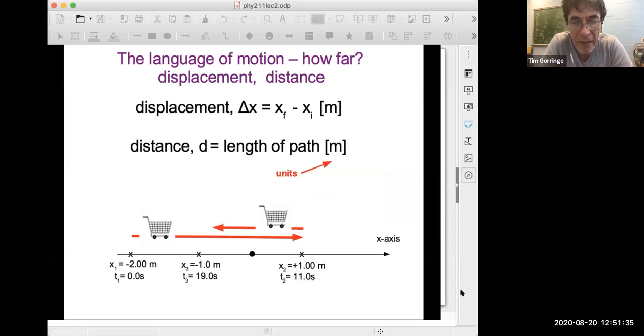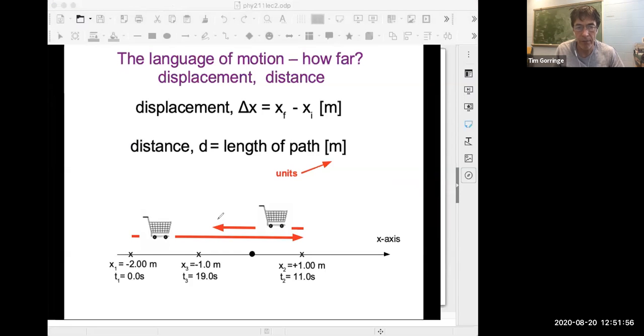So here I've added to the reference frame, or the coordinate system, the motion of the cart. I've tried to depict the motion of the cart on this slide. So here's where the cart started. These are the X and T coordinates initially. I called them X1, T1.